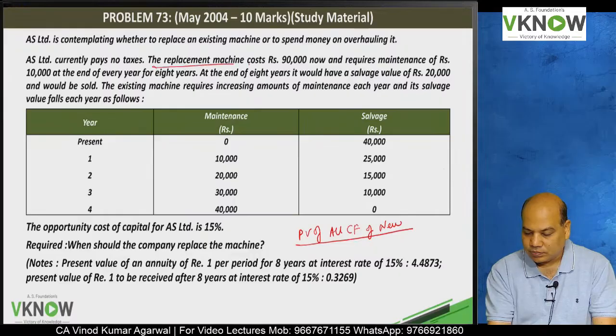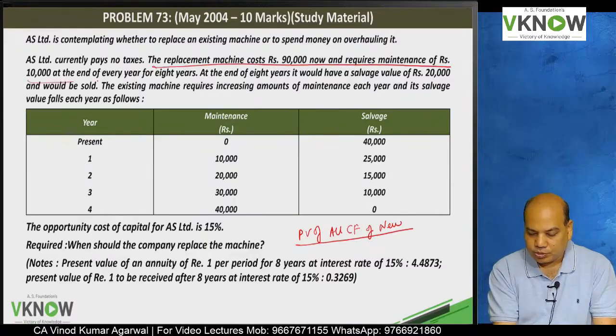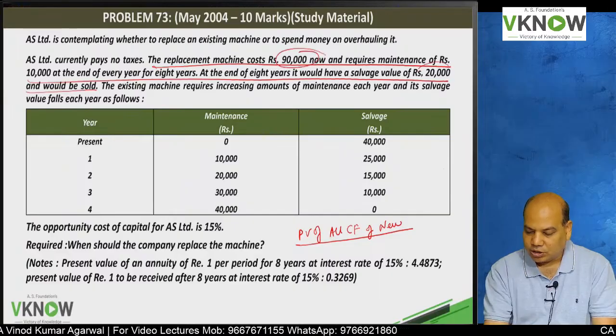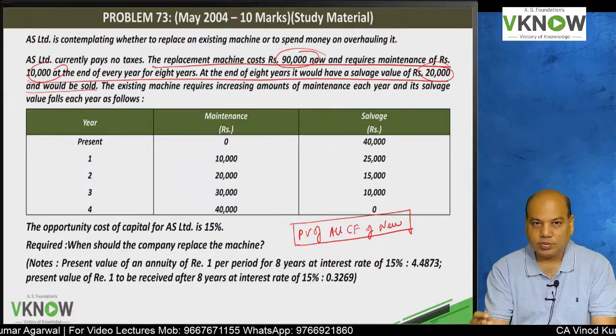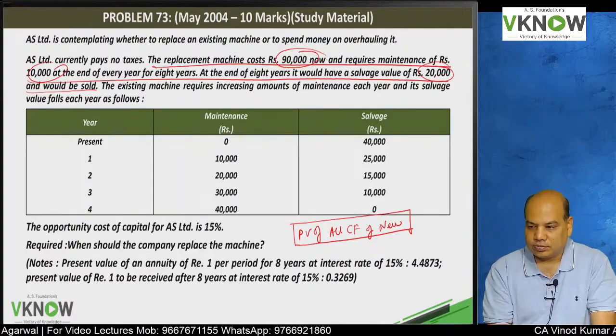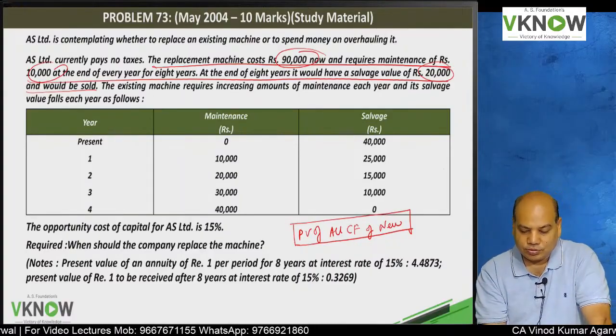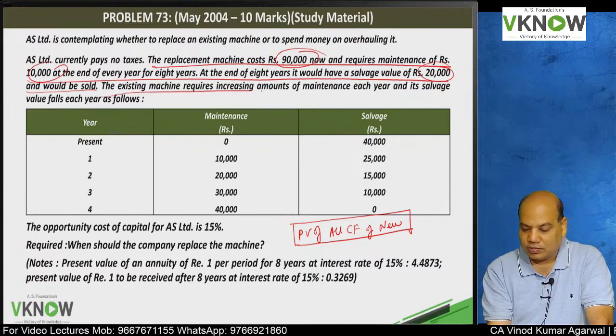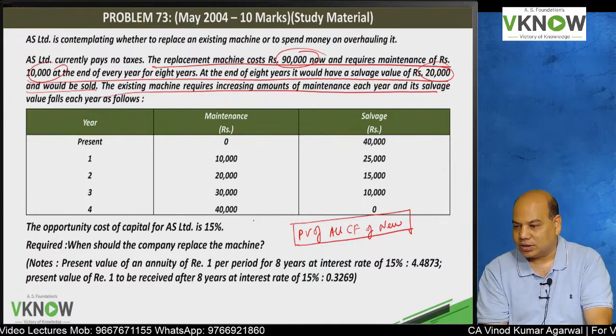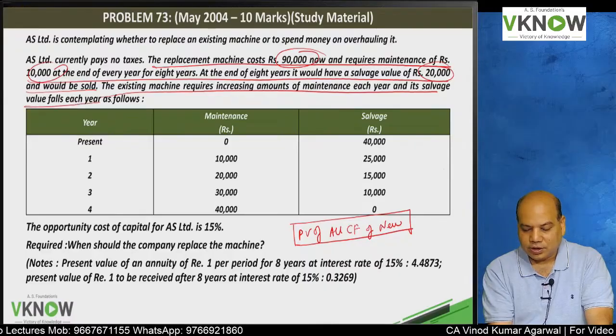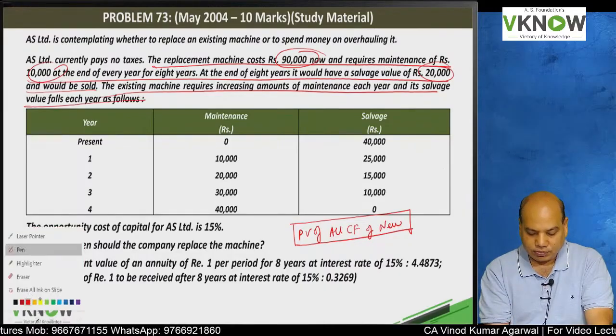In this question, we'll first compute the PV of cash flow of the new machine by discounting all these numbers. Is it right? And this problem is equal to the previous problem, with only one extra task. The existing machine requires increasing amount of maintenance each year and its salvage value falls each year as follows.